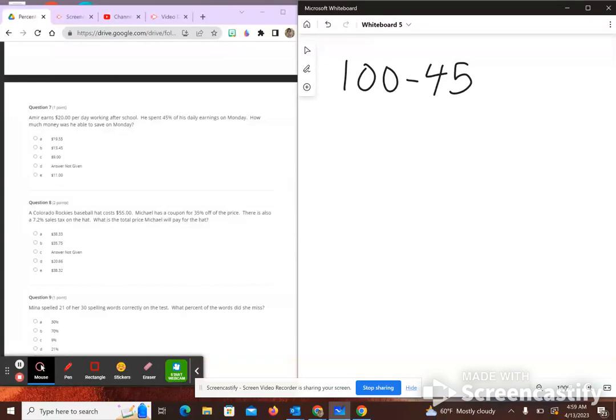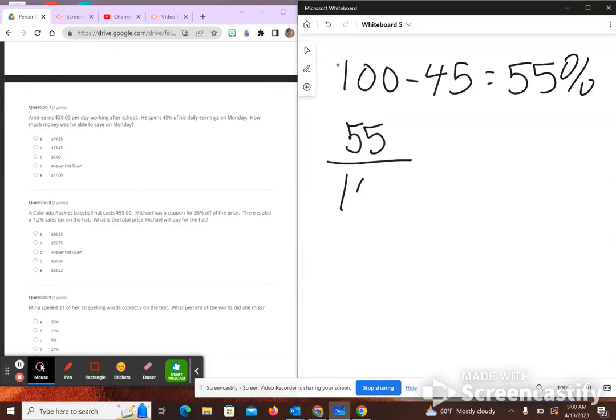What's 100% minus 45%? So that means he saved 55%. Because that's actually what it's asking for, how much he saved, not how much he spent, I'm going to write the proportion as 55%, or 55 out of 100, and set that equal to X out of $20, because that's the amount of money he saved out of his 20, not the amount he spent. So I'm going to solve that to figure out how much he saved.